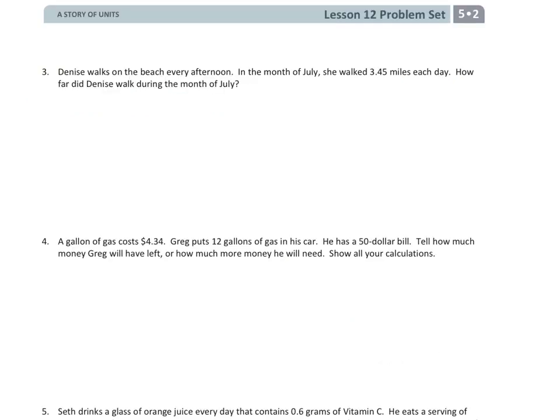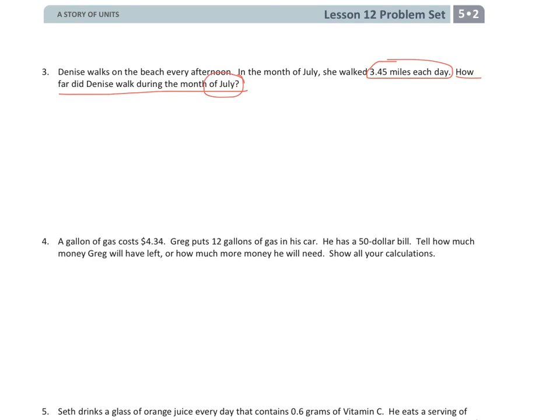All right, let's tackle some word problems. Let's look at number 3. Number 3 says, Denise walks on the beach every afternoon. In the month of July, she walked 3 and 45 hundredths miles each day. Question says, how much or how far did Denise walk during the month of July? So I'm going to circle in July, and we've got to figure out how far she walks in July.